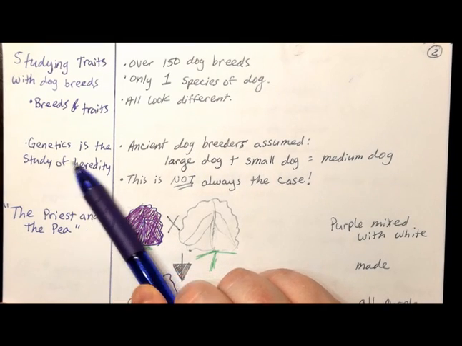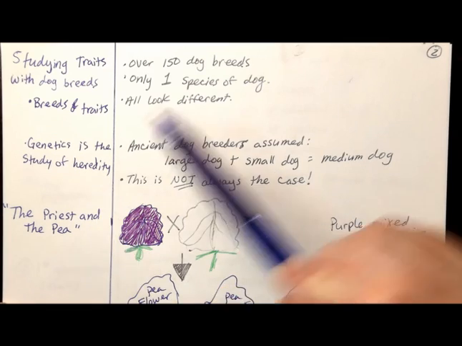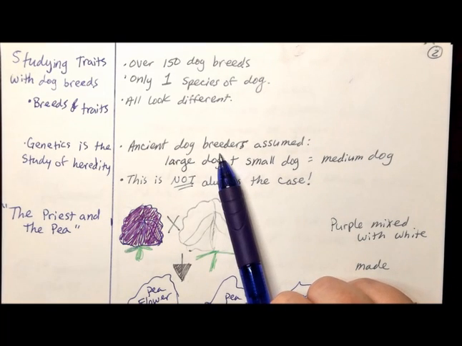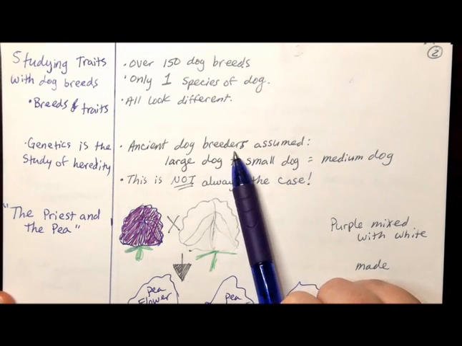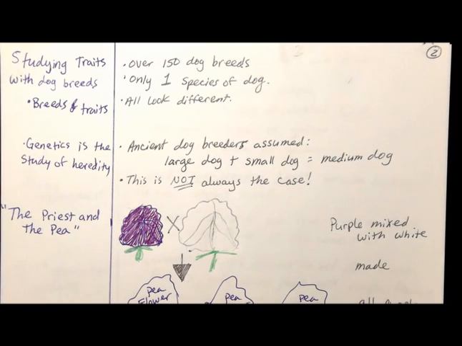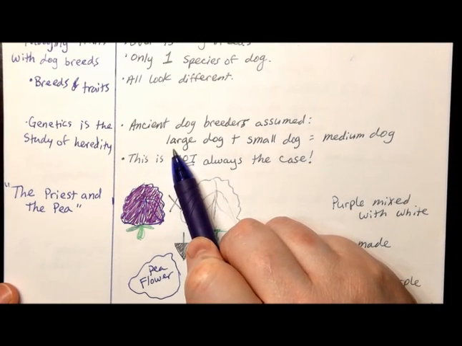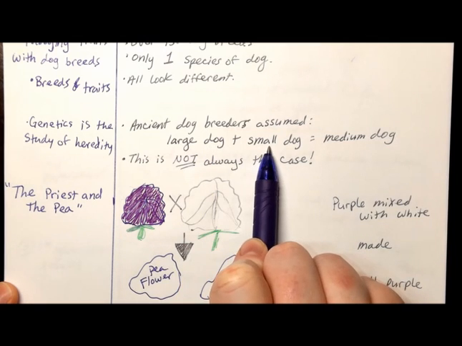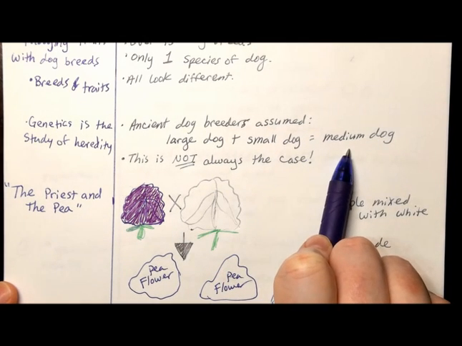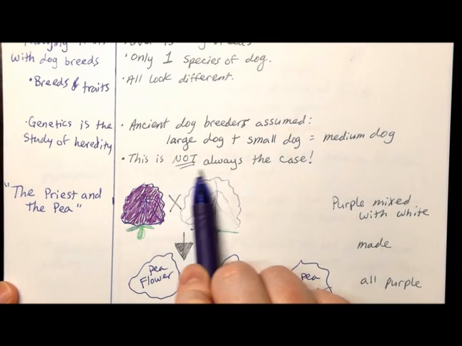Genetics is the study of heredity. Ancient dog breeders were able to figure it out. They already figured out that you could mix dogs together and get a different type. But they thought that a large dog plus a small dog is always going to give you a medium dog. That is not always the case.